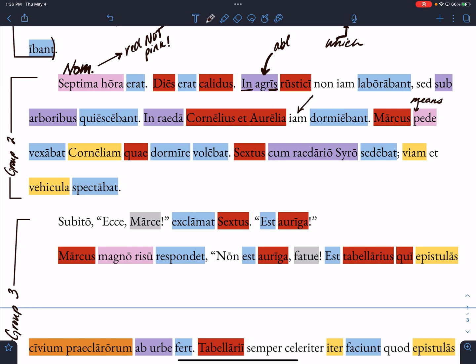Or last sentence, if you would, group 2. Sextus was sitting with the driver Cyril. Uh-huh. He was watching the road and the vehicle. Vehicle singular?